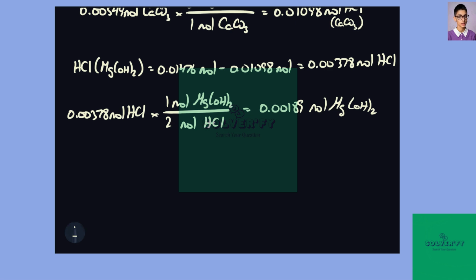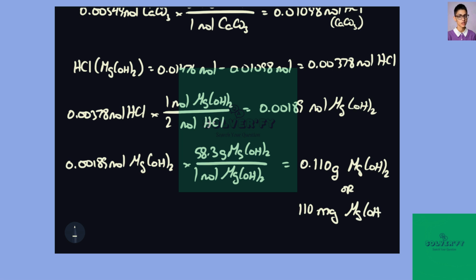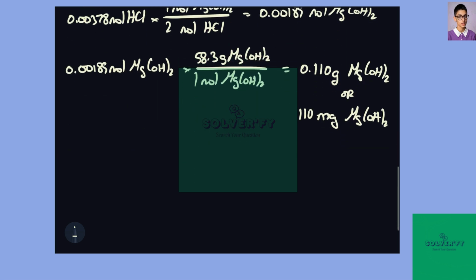And now let's calculate the mass of the magnesium hydroxide. 0.00189 moles of the magnesium hydroxide, and molar mass here is 58.3 grams in 1 mole. This works out to 0.110 grams of magnesium hydroxide, or 110 milligrams of magnesium hydroxide in this tablet. So in this tablet, we have, we're told, 550 milligrams of calcium carbonate and 110 milligrams of magnesium hydroxide.